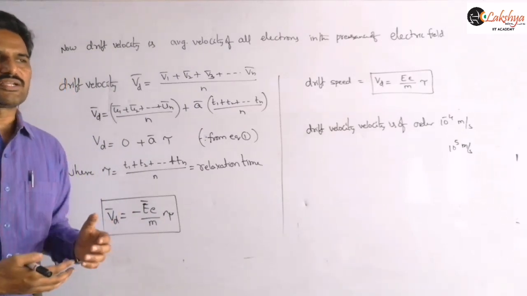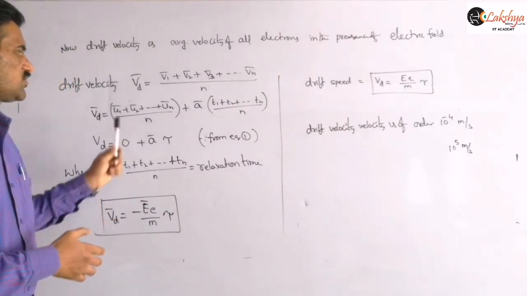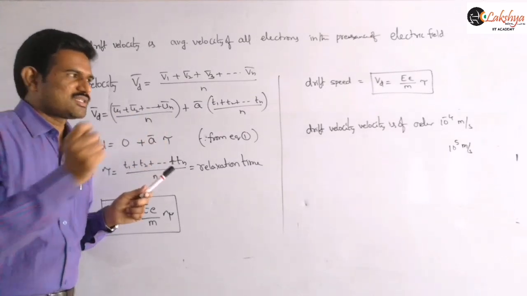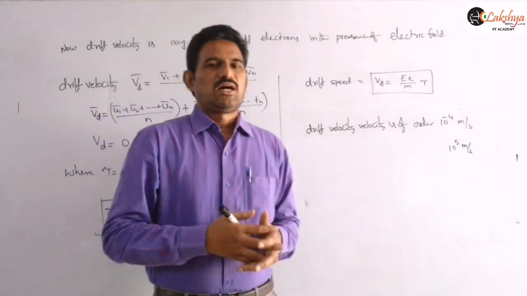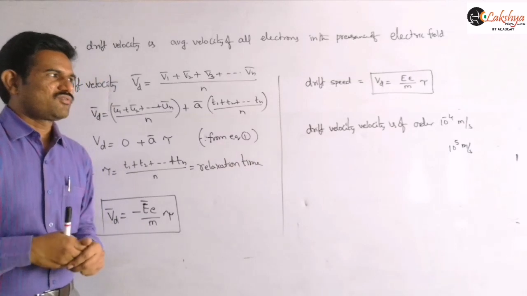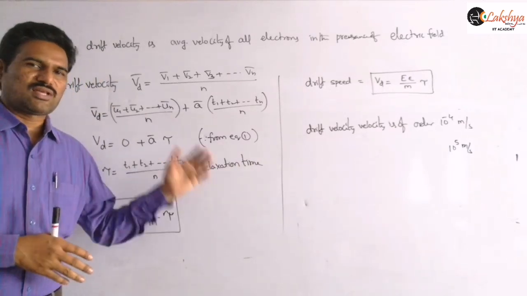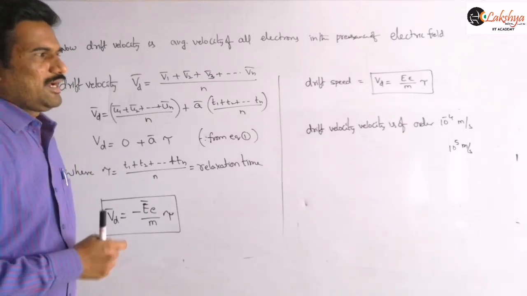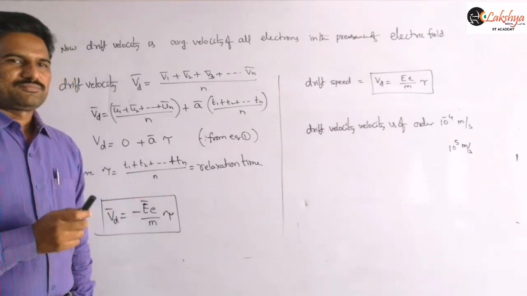In the absence of an electric field, we take velocities like U1, U2, U3 and so on, with those velocities of order 10^5. When you apply an external field, the drift velocity is of order 10^-4. That means the drift velocity is very small compared to the thermal velocity. And here one theoretical question will be there.